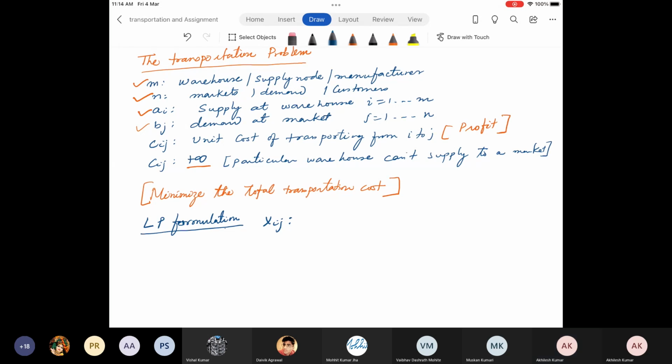Guys, we have done LP formulation long back here. What is your objective? Okay, let's try to understand. What is your objective? Minimize the total transport cost. Total transportation cost. How can we calculate the total transportation cost?